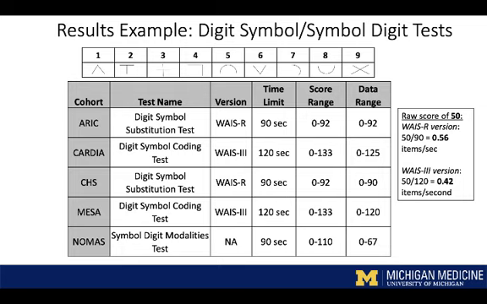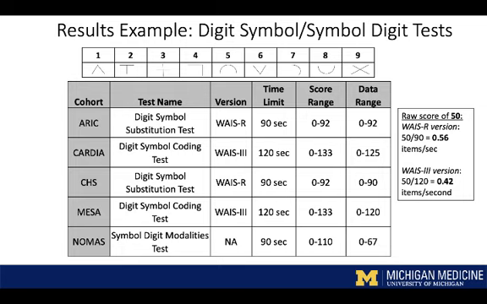Okay, so when we looked at this data across cohorts, we found that the ERIC and the CHS study gave the WAIS-R version, and CARDIA and MESA gave the WAIS-3 version. So an important change that was made between the WAIS-R and the WAIS-3 was that in the WAIS-R, they're given 90 seconds to complete the task, whereas in the updated version, they get 120 seconds. And along with that, they increased the number of possible items. So the maximum score on the WAIS-3 version is higher than the maximum possible raw score for the WAIS-R version.